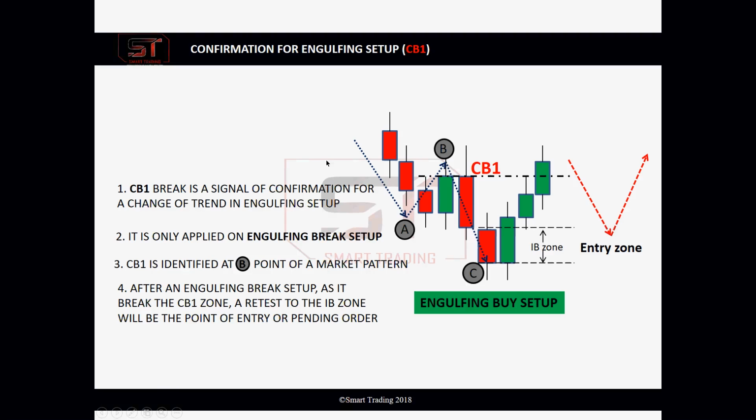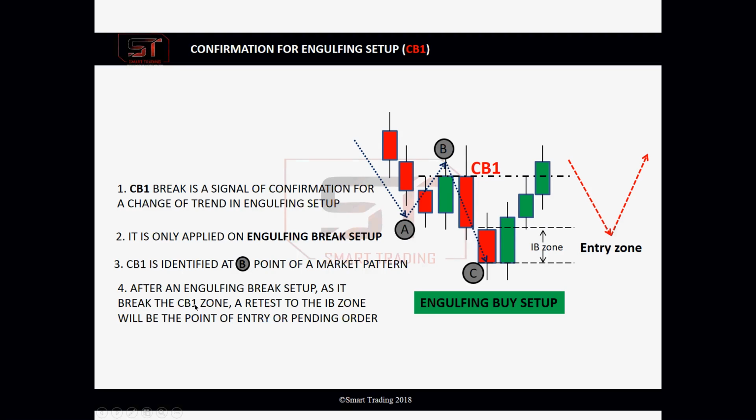Okay, so in this particular pattern, there's a downtrend, and then the market went back up, and it created a point of entry for sell at that point, and then the market went down. All right, this is the ABC pattern over here. So basically, the B point is where the CB1 is identified.